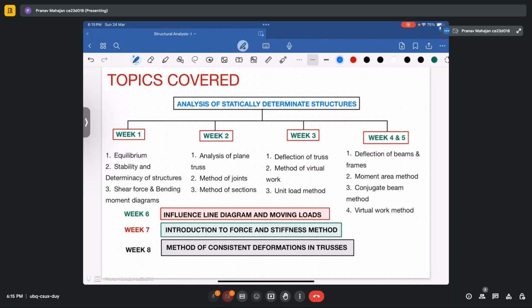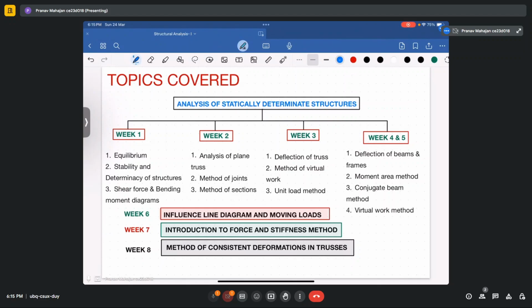Then we have also utilized the concept for determining the deflection for beams and frames. So we have used the moment area method, conjugate beam method, and the virtual work method to determine the values of deflection in statically determinate structures. So this is the first part of the structure analysis course that we have completed.